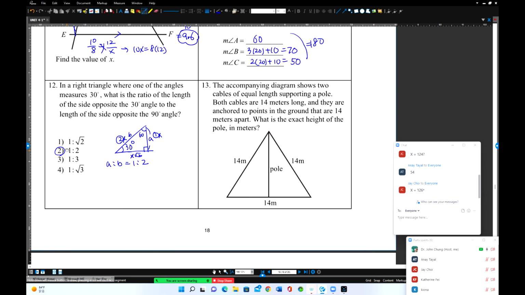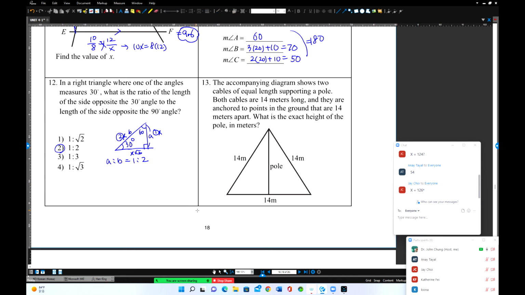You guys okay? Alright, number 13. The accompanying diagram shows two cables of equal length, 14 meters, and they are anchored to points in the ground that are 40 meters apart. So this is an equilateral triangle, okay?